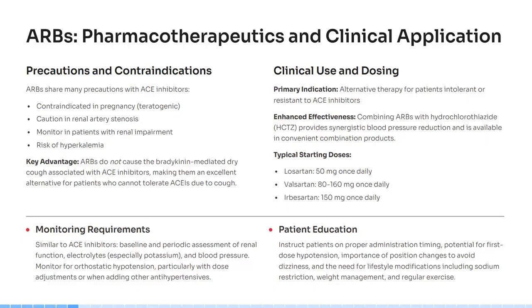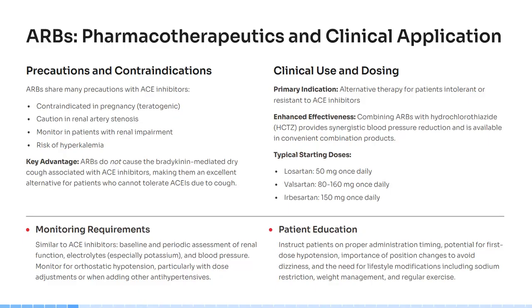Now you're going to monitor these patients similar to a patient taking an ACE. You're going to need a baseline and periodic renal function. You want to check their electrolytes, especially the potassium. Why? Because they have the risk of hyperkalemia. And of course, we're going to monitor their blood pressure. You're going to monitor for orthostatic hypotension, especially when you're changing a dose. Okay, so anytime you're changing a dose, you're going to continuously monitor this patient. You're not going to give this patient an ARB and say, go be in peace. That's it. I'm not seeing you anymore.